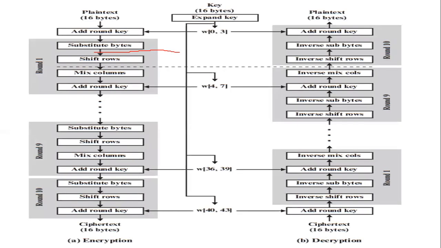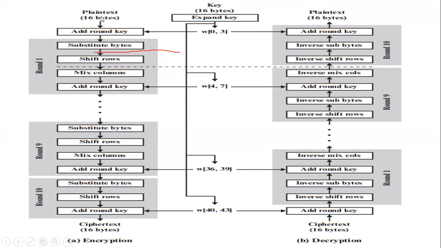So now we will see what the AES structure is. We can see the AES structure in this diagram. We take plain text of 16 bytes. 16 bytes means 16 times 8 bits, which equals 128 bits. So we take 128 bits of plain text. First, we perform the round key.